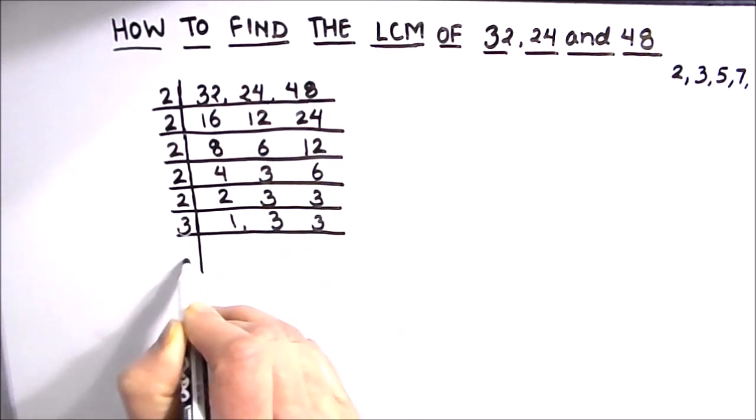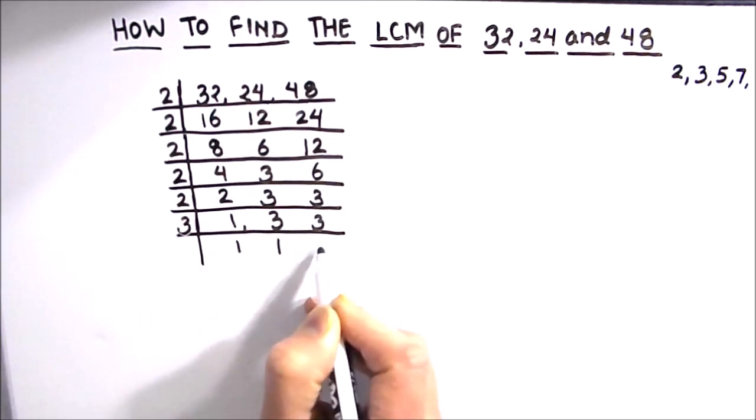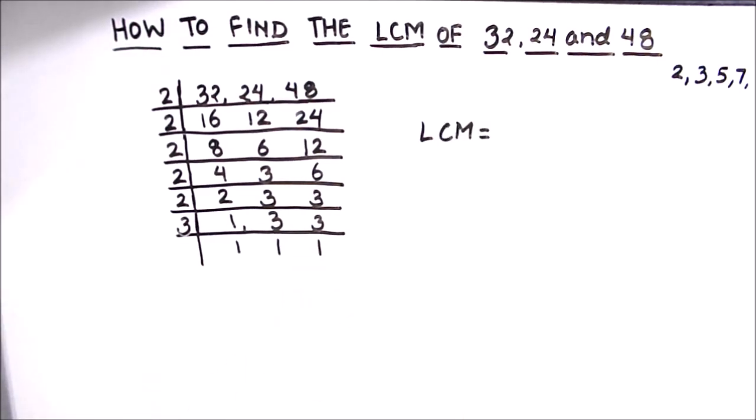Now we can use 3 to divide 3. So 3 times 1 is 3 and 3 times 1 is 3. All the numbers are fully divided.